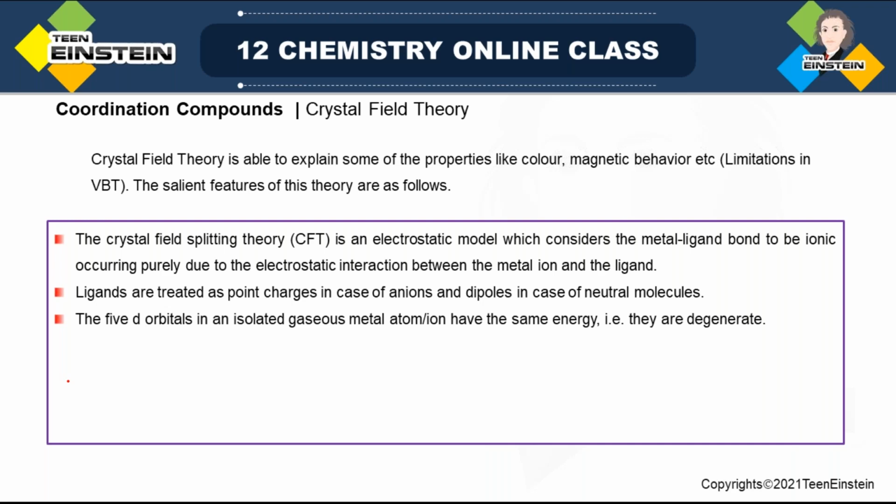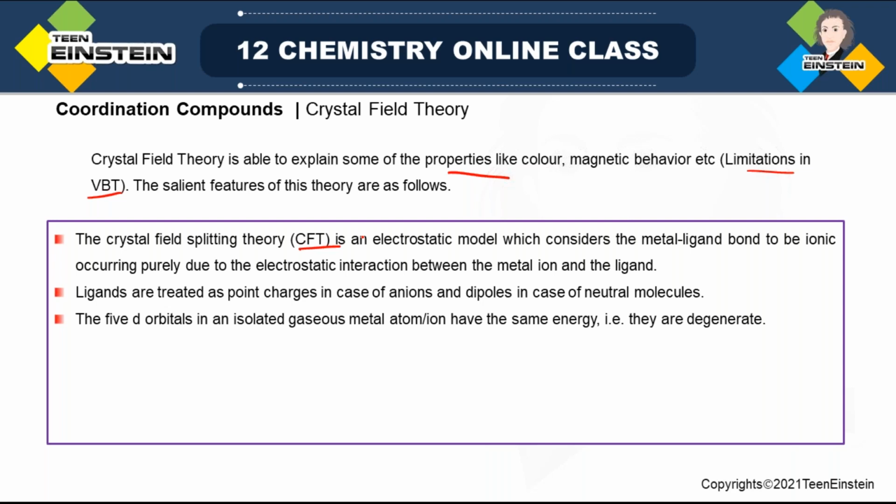So crystal field theory. Now it will be able to explain some of the properties like color, magnetic behavior. So these properties are basically the limitations that we have seen in case of VBT. Now what are the salient features of this theory? One by one we will see. Crystal field splitting theory, in short we will call it CFT.